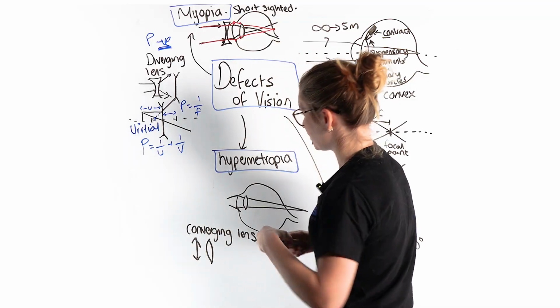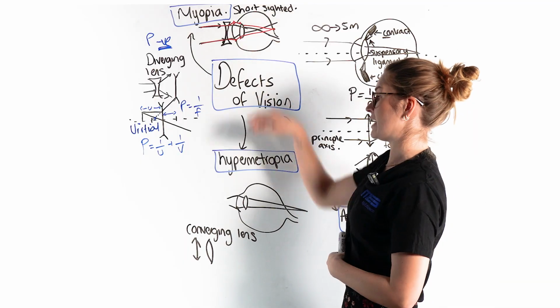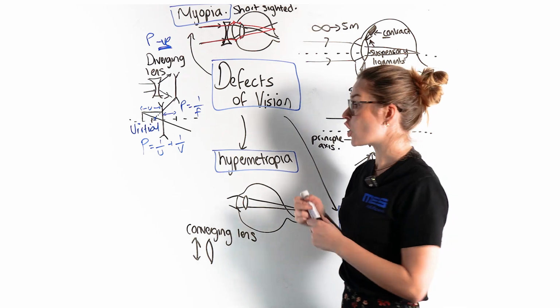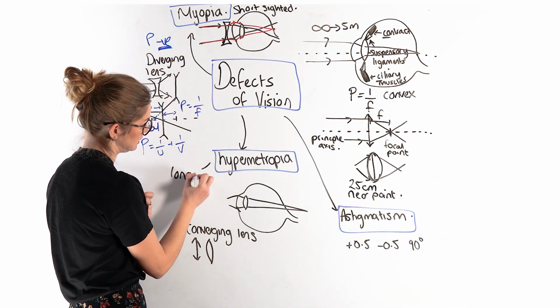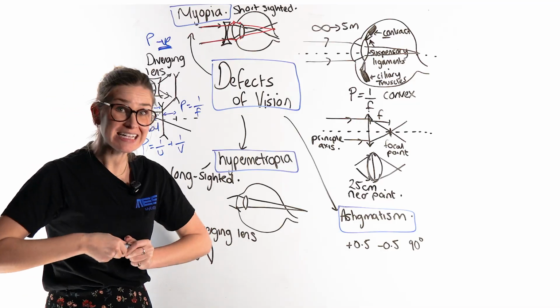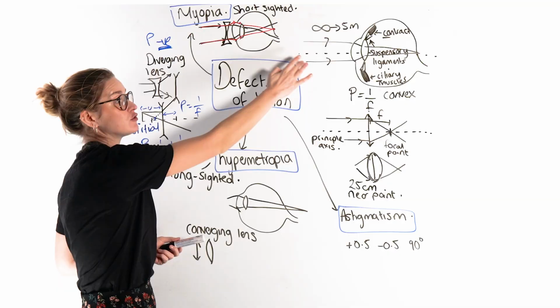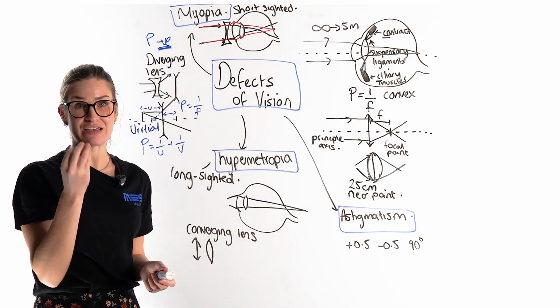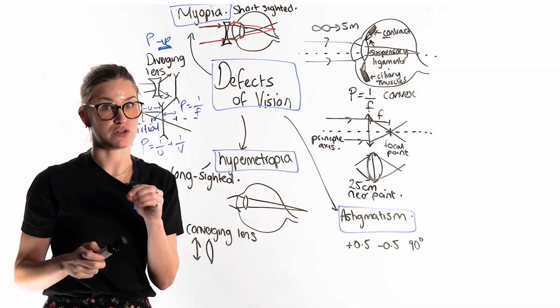Okay, the other defect of vision is called hypermetropia. Okay, so it's the opposite. So hypermetropia means that you are long-sighted. So that means we can see things that are really far away, those parallel light rays, but I can't see things close up. We can't see things close up because our lens isn't powerful enough.